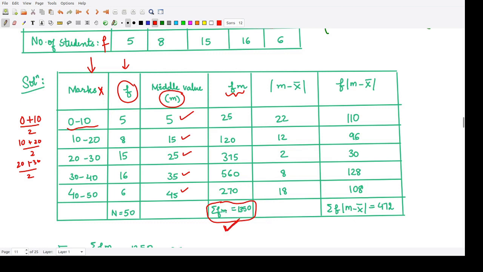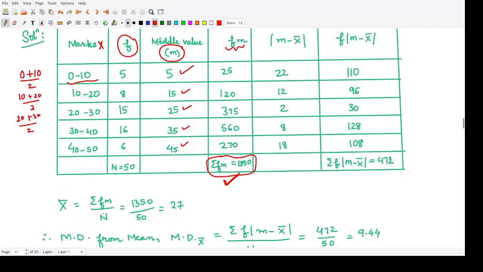So for calculating mean, what do you require? You require summation fm divided by n. So this is the quantity that you require. So the value here is 1350 divided by 50, that comes out to be 27. This is the mean. Once you have the mean, now you could go for calculating this mean deviation about mean.